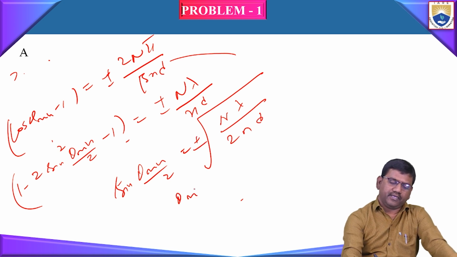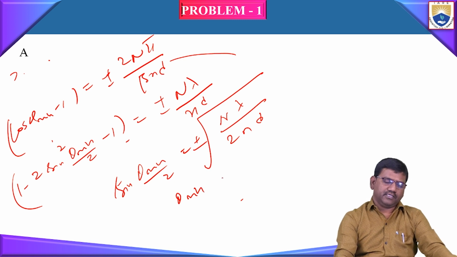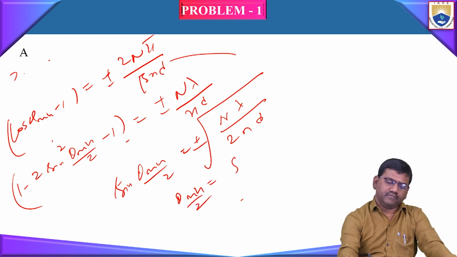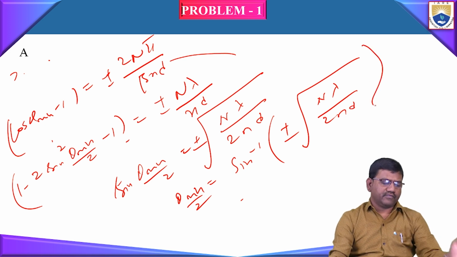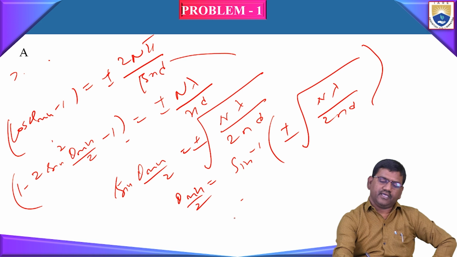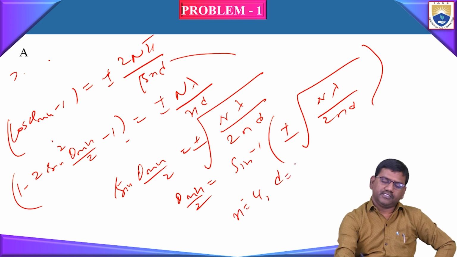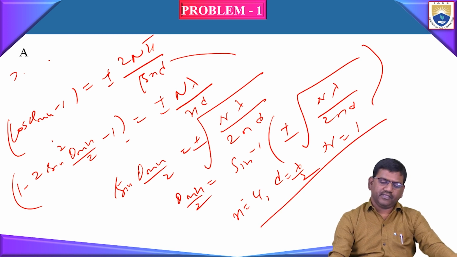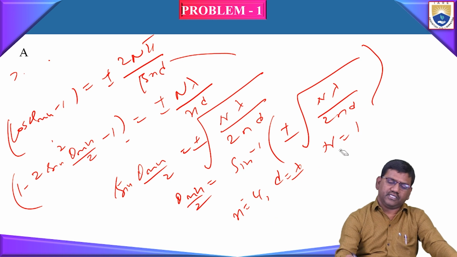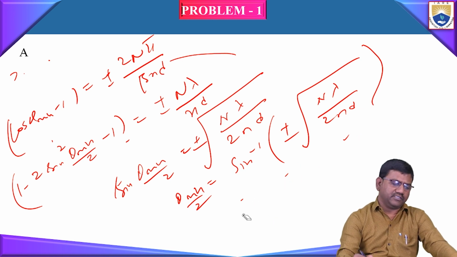So theta min by 2 is equal to sine inverse of plus or minus square root of n lambda by 2 Nd here. So for this equation, let us substitute the values of N is equal to 4, d is equal to lambda by 2, and n is equal to 1 here. So n is equal to 1 indicates the minor lobe minima here. So for this equation, let us find out by substituting these values here. So let us find out the first min value.